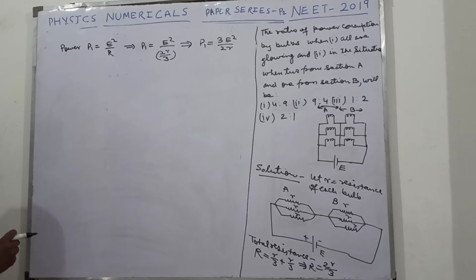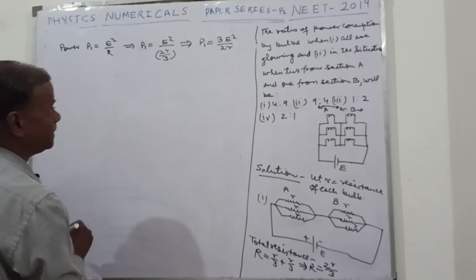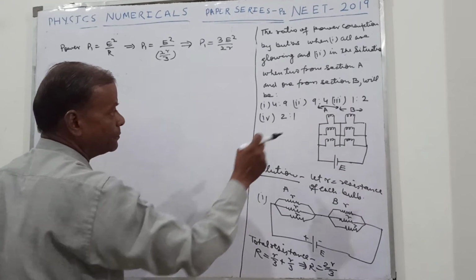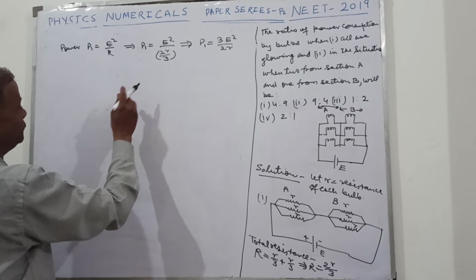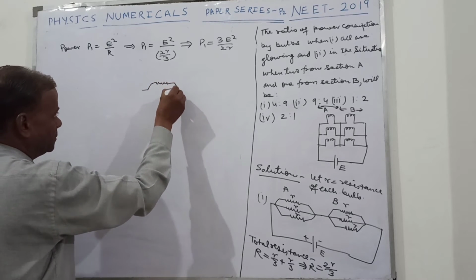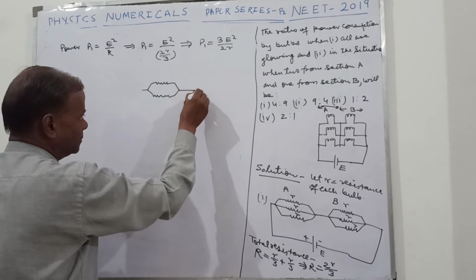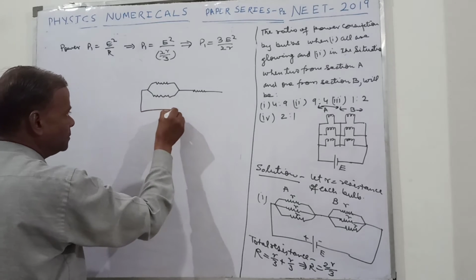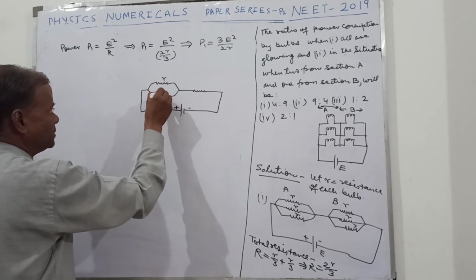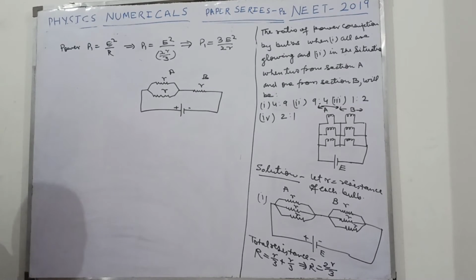And now in second case, this is in first case. Now in second case what? We will have 2 from this section A and 1 from section B. So for that we will have the connection like this. This is R, this is R, and this is R. This is A and this is now section B.